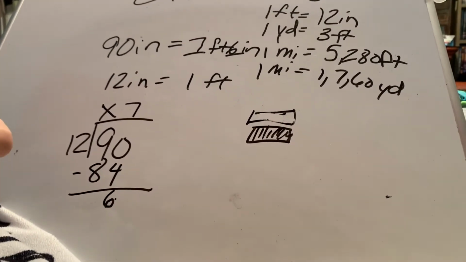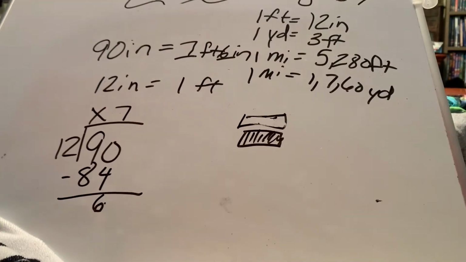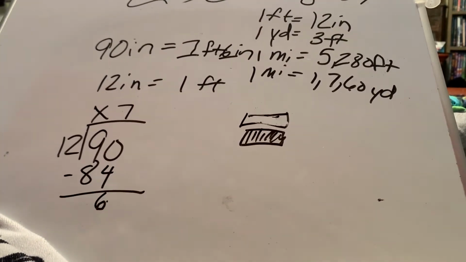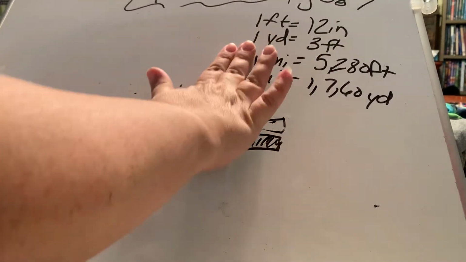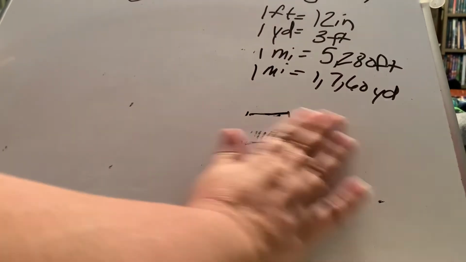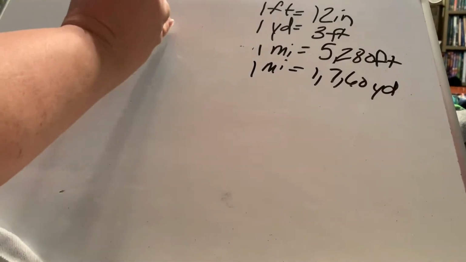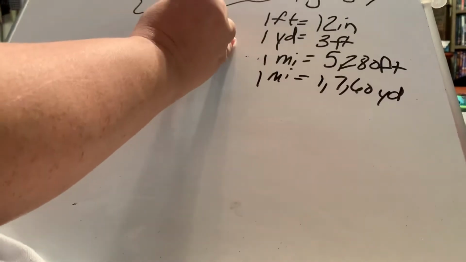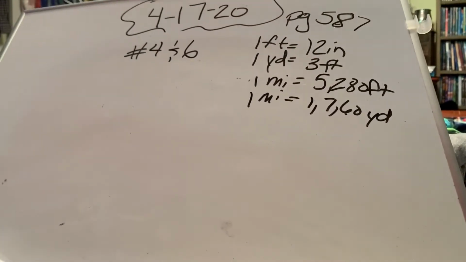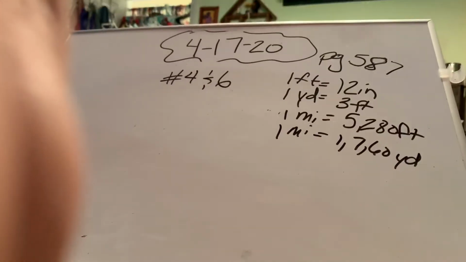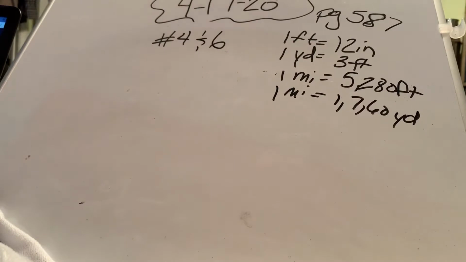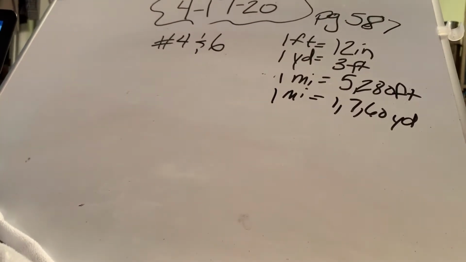Okay, I want you to go ahead and try real quick number 4 and 6, okay? You're going to try number 4 and 6 on this page. What I want you to do is pause it, do these two numbers, and then come back. You ready? Pause.